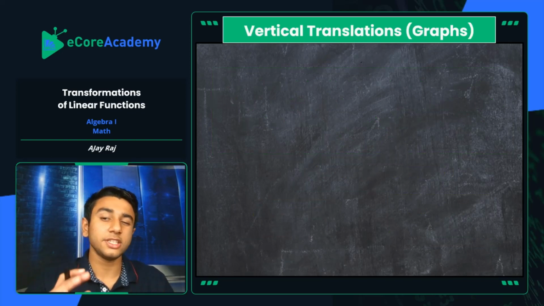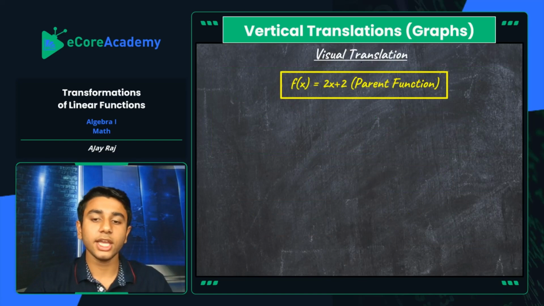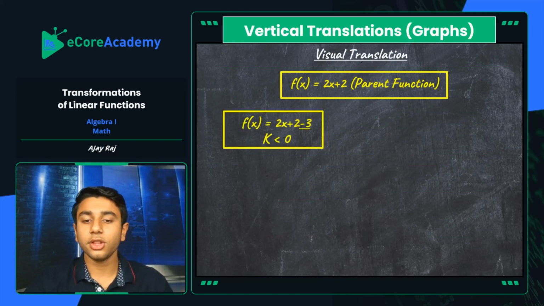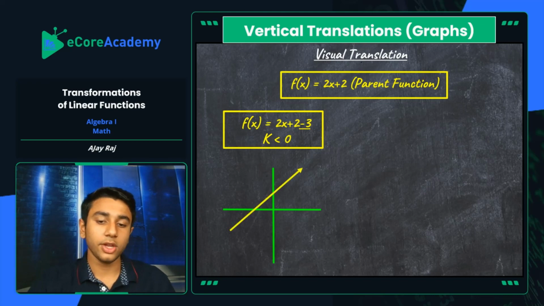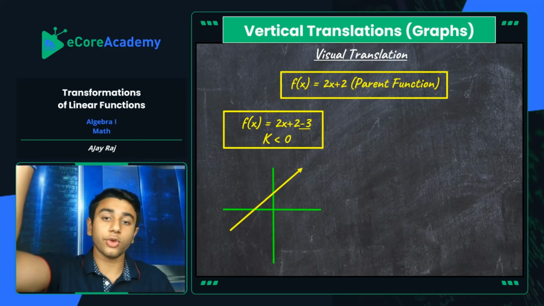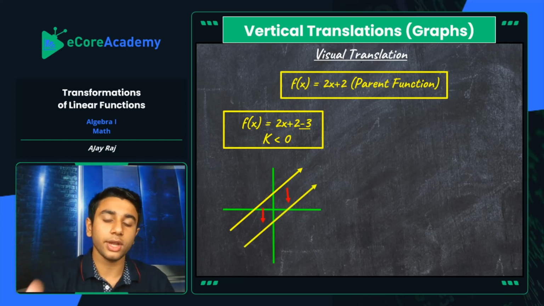Now let's take a look at what these vertical translations look like on a graph. So the visual translations. We'll take our original parent function, 2x plus 2, and we'll graph that first. So on the left-hand side, we have our equation 2x plus 2 minus 3 for k is less than 0. So we're going to graph our equation here. This is our original equation of 2x plus 2 here. Now what we're going to do is, since we're subtracting 3 units, we're actually going to shift this straight down 3 units on this graph. So we're going to go straight down 3 units, and that's going to be your new translated graph.